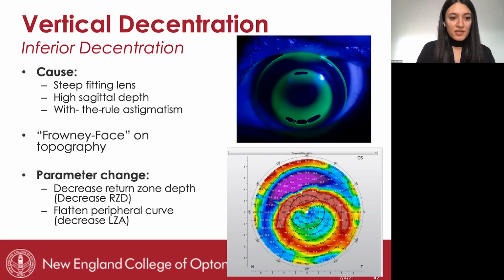And then your inferior decentered lenses are too steep, right? So they have a high sagittal depth. And we see these as a frowny face topography. So kind of a sad face, with the lens diving down inferiorly. The parameter change here is we want to decrease the return zone depth or flatten the peripheral curve or decrease the LZA.